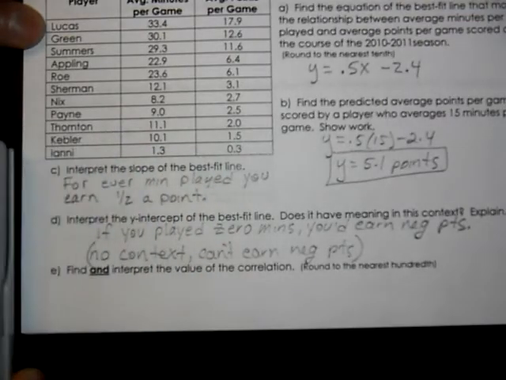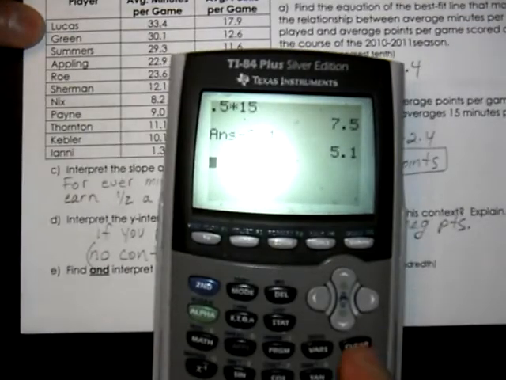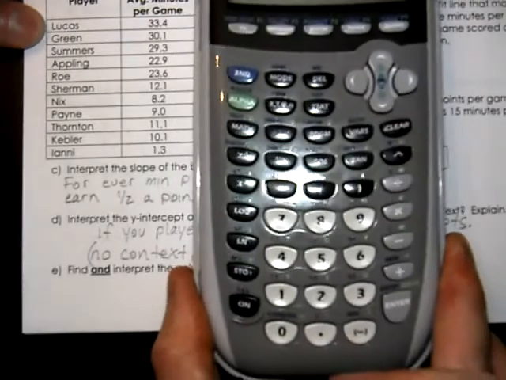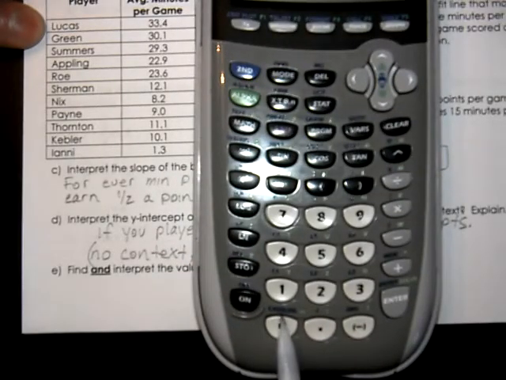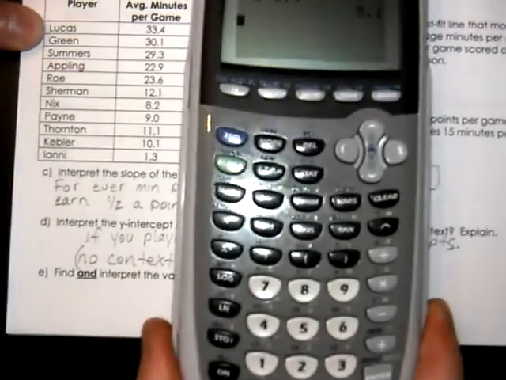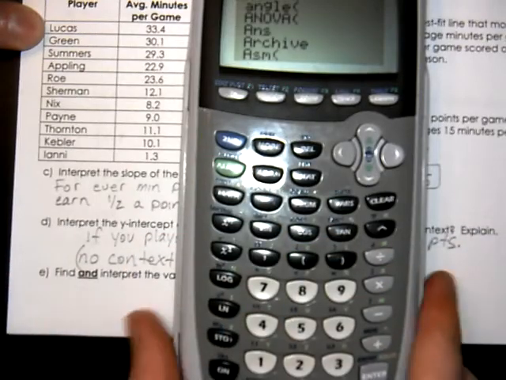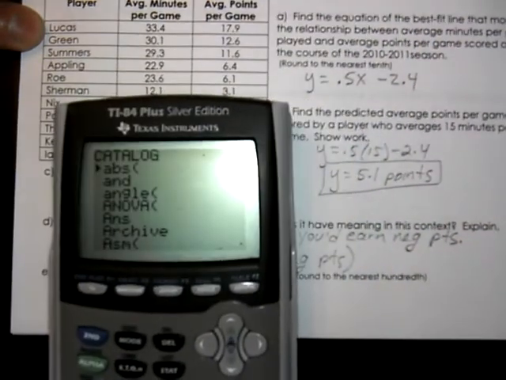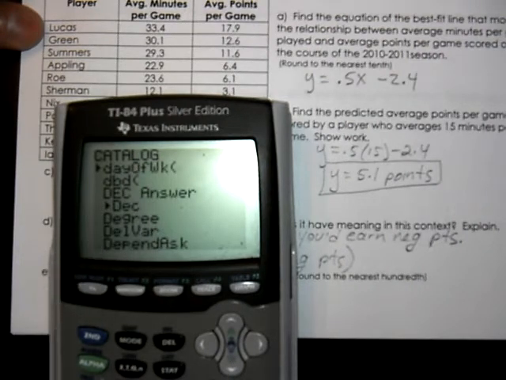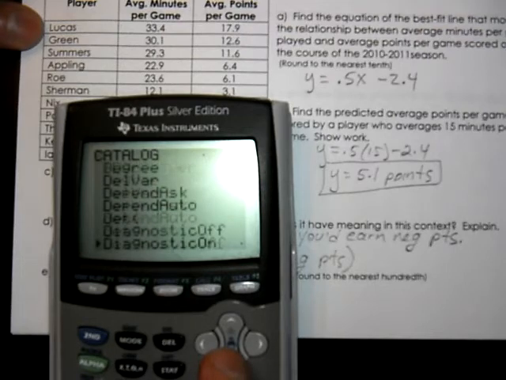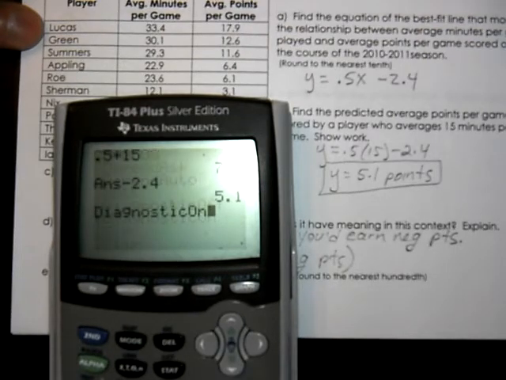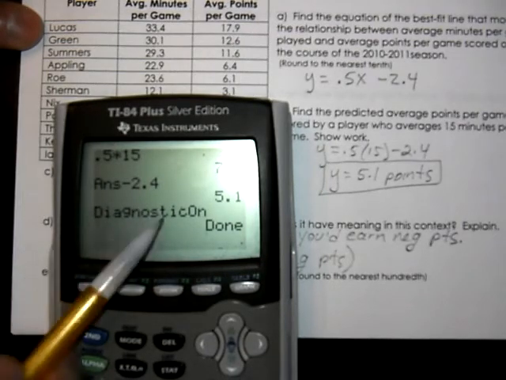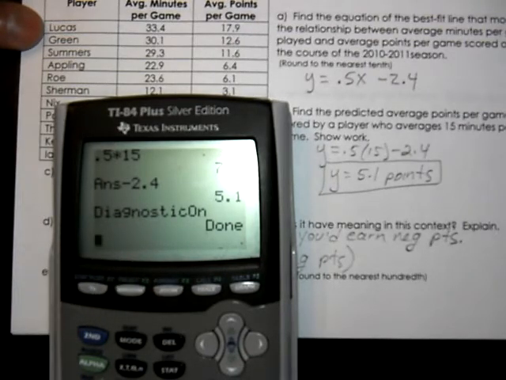To figure out the correlation coefficient, we're going to come down here to catalog, down at the 0, so second 0. Then you have to hit the D, which is the inverse key, and scroll down a little bit farther to get to diagnostics on. You have to tell your calculator to show this special category in diagnostics.